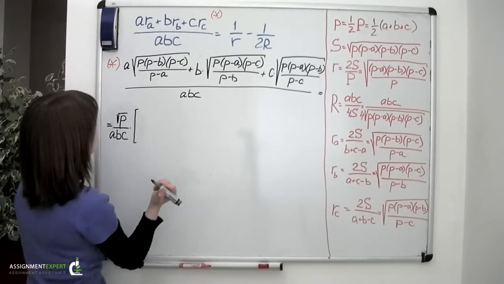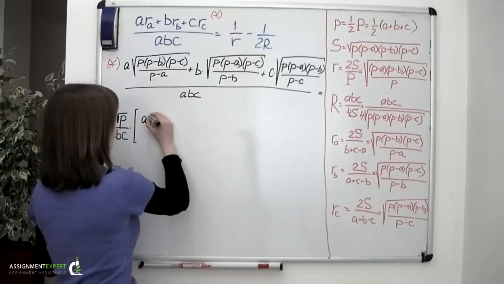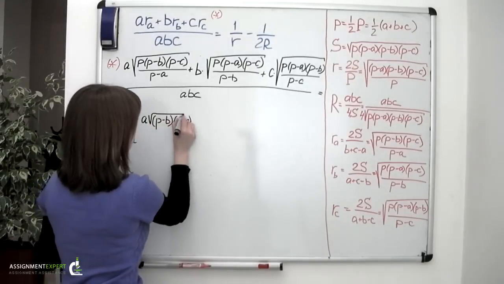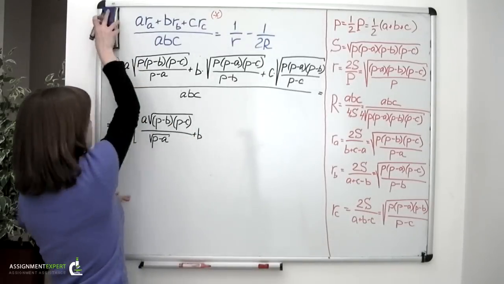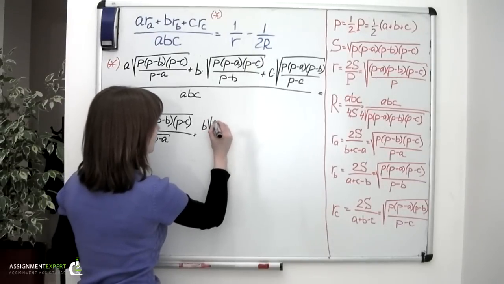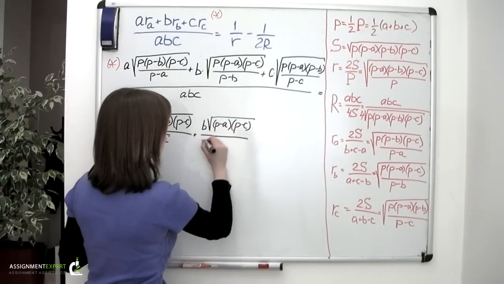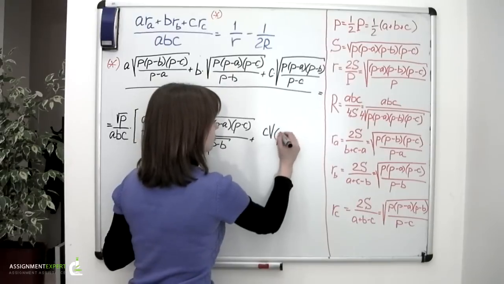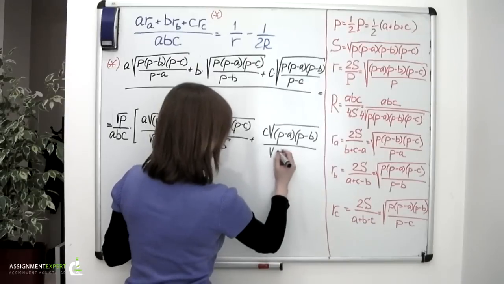times this new expression: a times the square root of (p minus b) times (p minus c) divided by the square root of (p minus a), plus b times the square root of (p minus a) times (p minus c) over the square root of (p minus b), and plus c times the square root of (p minus a) times (p minus b) over the square root of (p minus c).